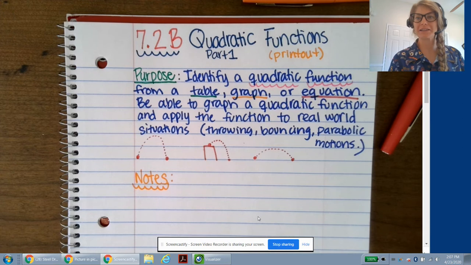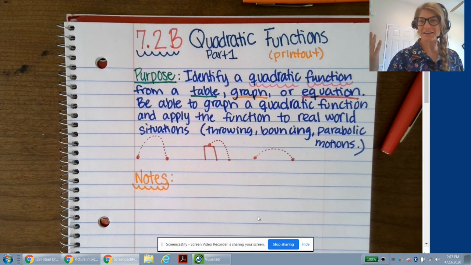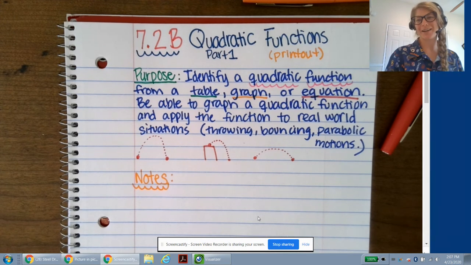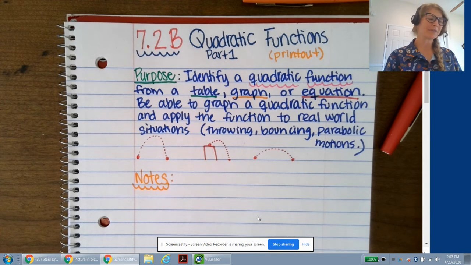My computer's plugged in today. Pi's not here to distract me. She's outside enjoying the beautiful weather. So let's get to it.